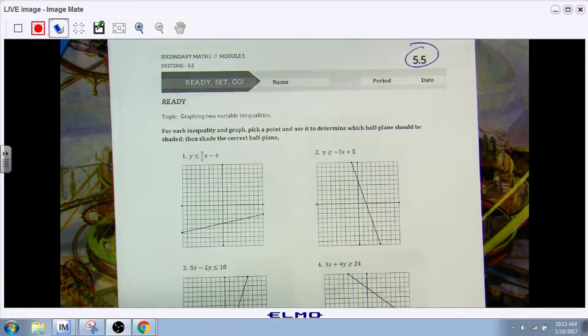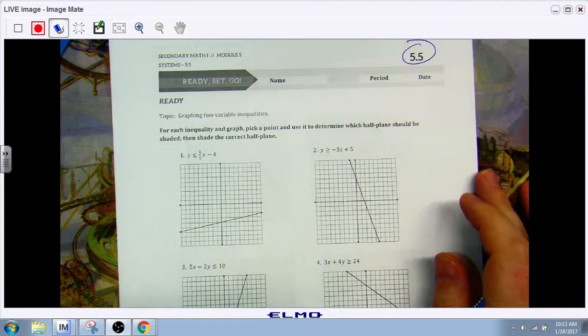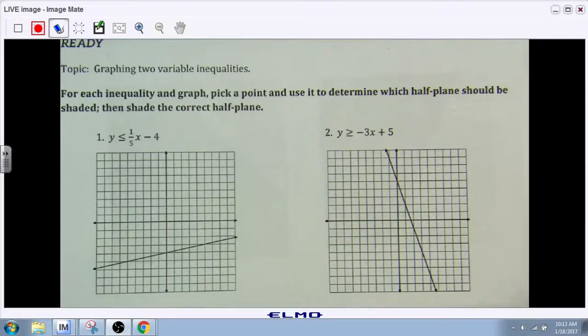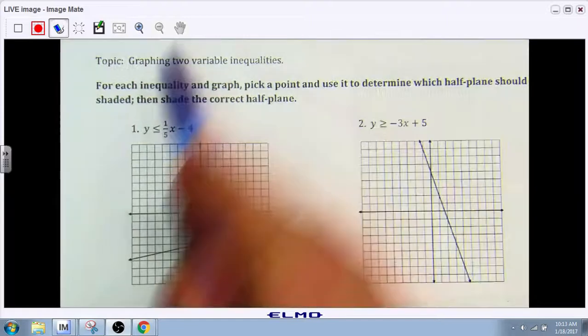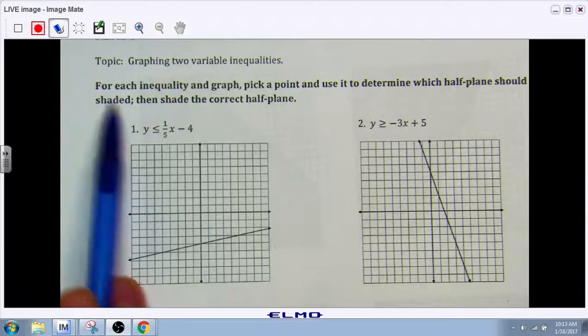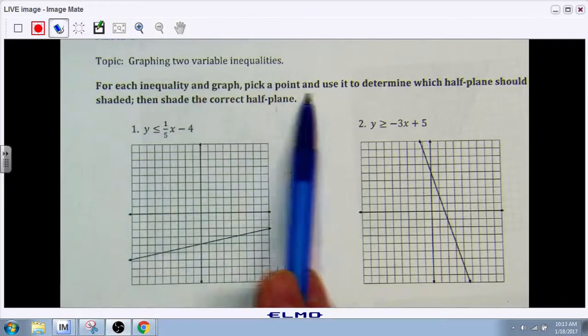It's 12 simple problems where we're going to be doing a lot of graphing and shading and that sort of fun stuff. So let's go ahead and get started here. I'll start with number one here. We're going to be graphing two variable inequalities. So it gives us the equation, it gives us the graph, and it says for each inequality and graph, pick a point.